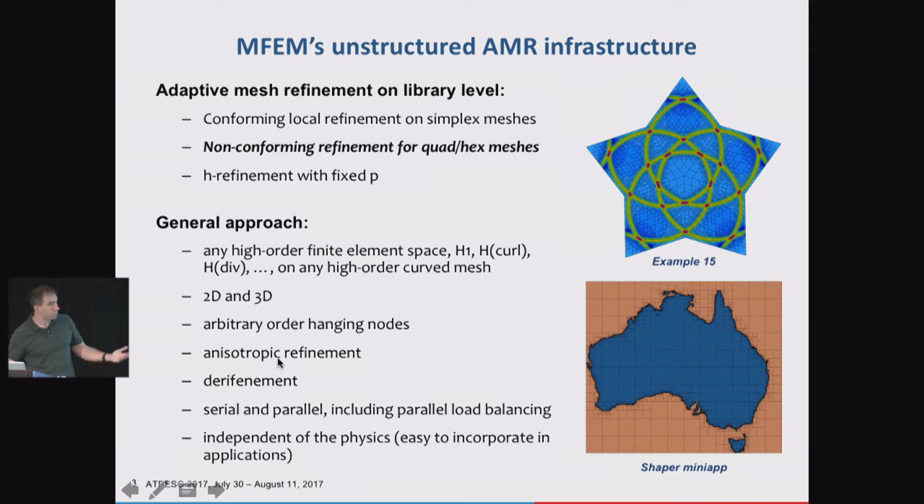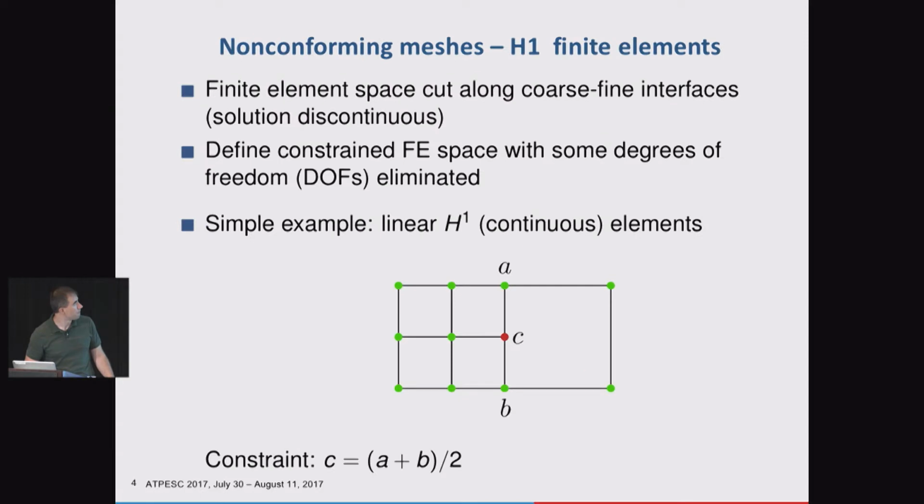There is support for anisotropic refinement. We already heard that's very important. There's also support for derefinement, which means coarsening elements. As you refine in certain areas, you want to derefine in others. And this is all serial and parallel with parallel load balancing. This means when you refine in parallel settings on certain processors and you get many more elements in one processor than in the other, you reshuffle the elements so everybody has about the same amount of elements. As I mentioned earlier, the goal here is that this is independent of the physics, so it's easy to implement and incorporate in many applications.